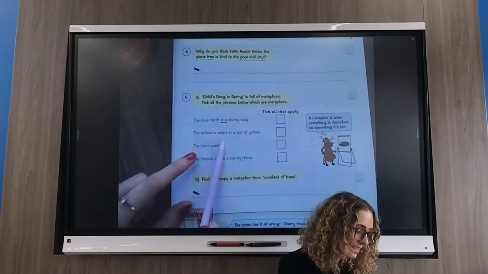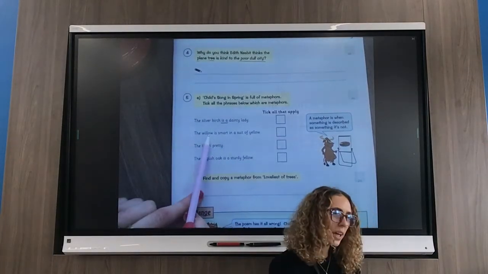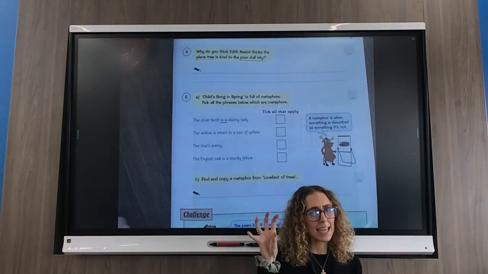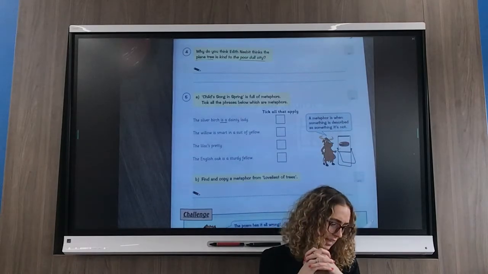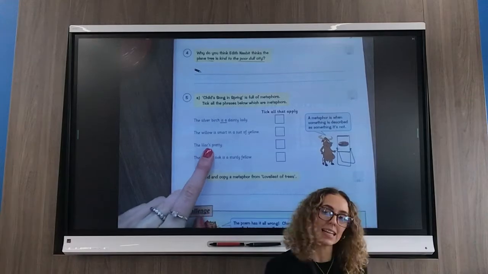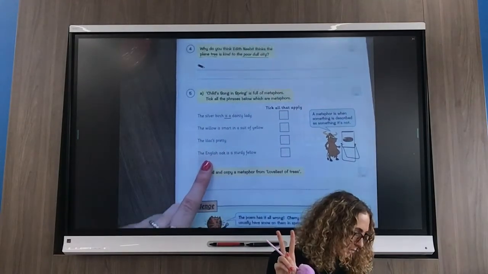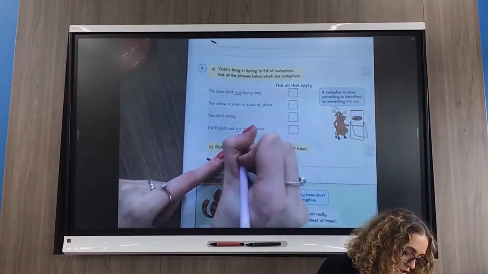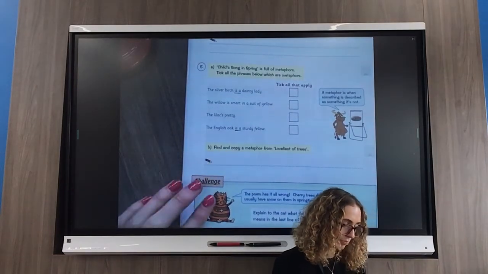The willow is smart in a suit of yellow. So the willow is smart in a suit of yellow. Am I taking 2 separate things there and making them one thing? I don't think so. The lilac's pretty. Is that a metaphor? Has it got 2 items? The English oak is a sturdy fellow. Okay, is that a metaphor?